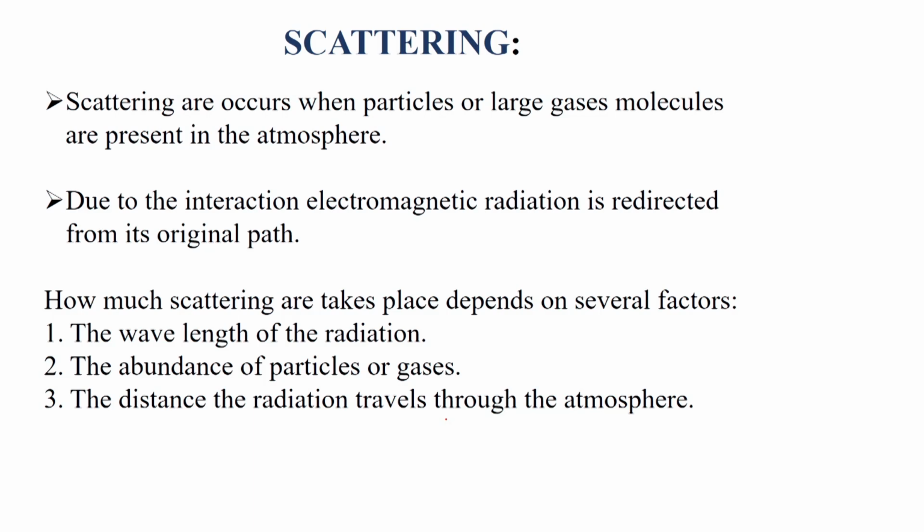So, as we discussed, scattering occurs when particles or large gaseous molecules are present in the atmosphere. Scattering can happen because of the particles as well as because of the gases, and due to the interaction, electromagnetic radiation is redirected. This is very important. There will be alpha, the angle of deflection is small, okay, and they move in the same direction. The path will not change.